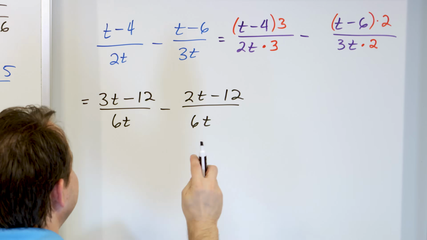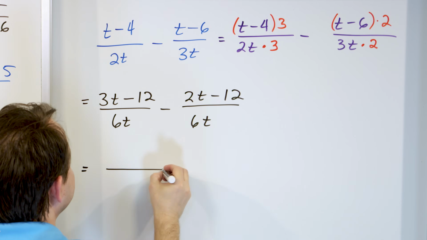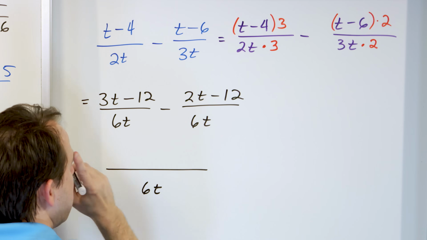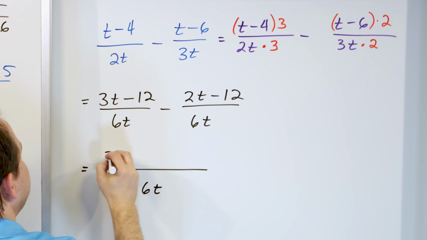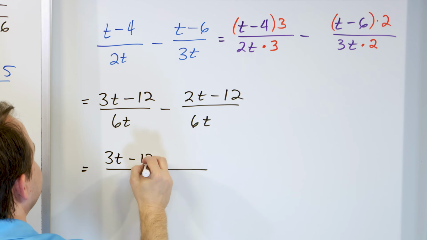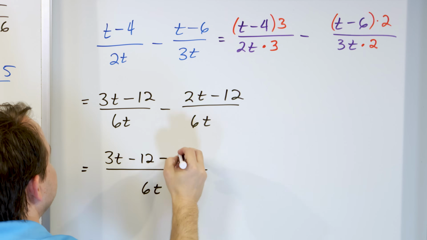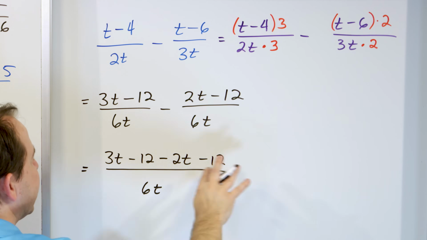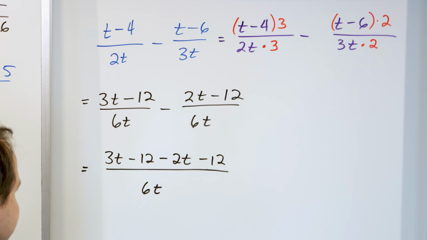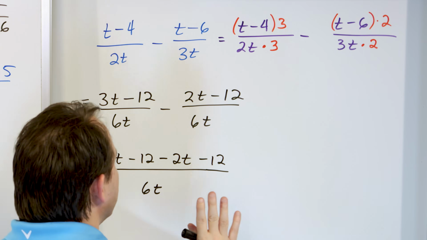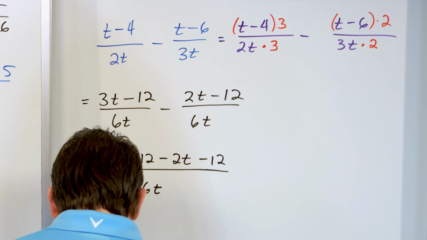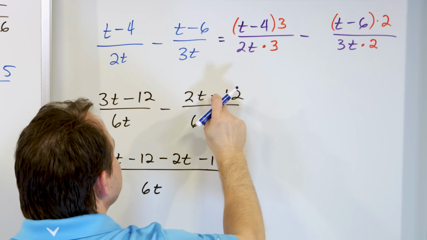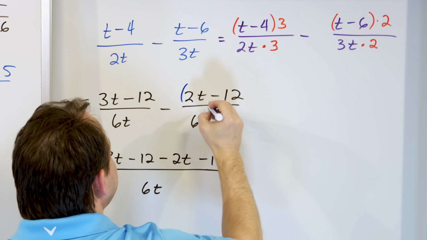Let me show you how you're going to go wrong if you make the most common mistake you can make here. The answer is going to be over 6t. That's true. Most students will do this: 3 times t minus 12. They'll take the minus sign from here, 2t minus 12. And then they're going to get the wrong answer. Can you spot the mistake? Can you see what we did wrong? Well, what's going on here is you can kind of envision this numerator here to have an invisible set of parentheses around it.